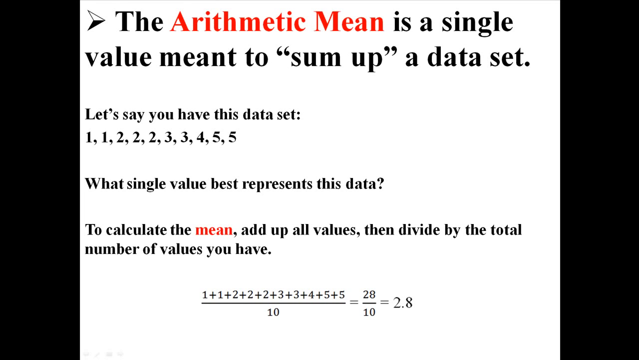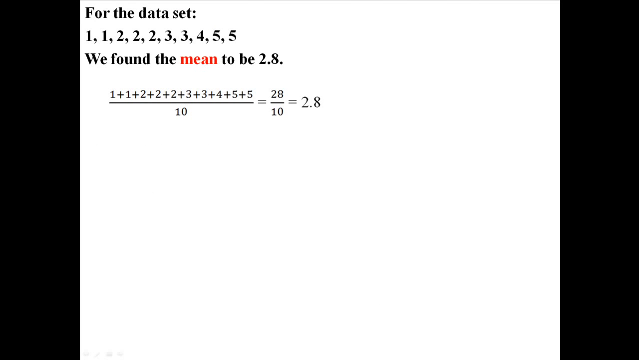So we add together those 10 numbers, then divide by 10 because we have 10 numbers. So for this data set, we find a mean of 2.8. So for that data set, we found the mean to be 2.8.